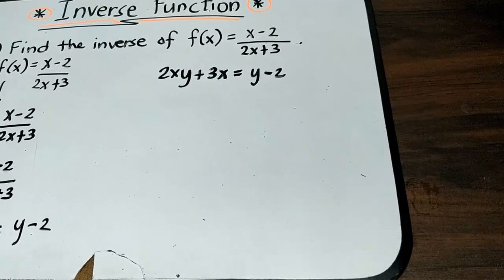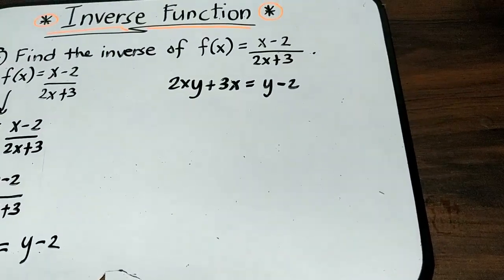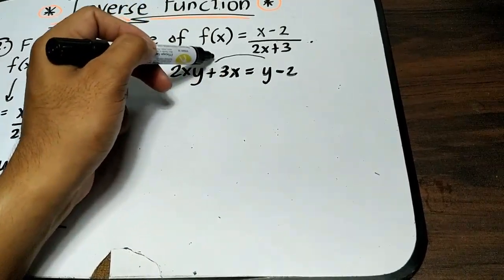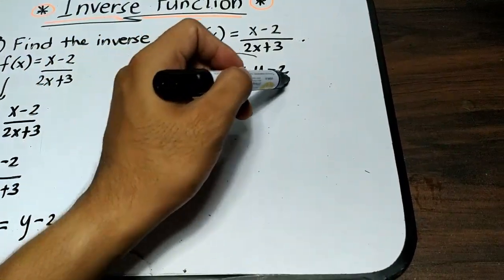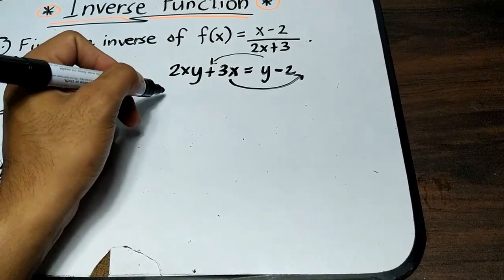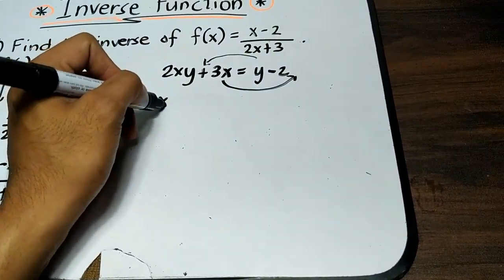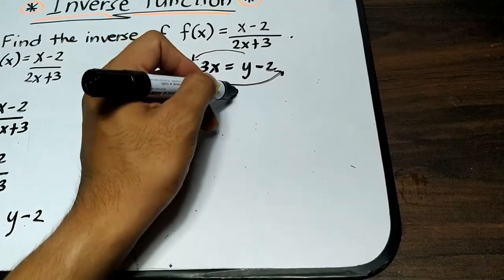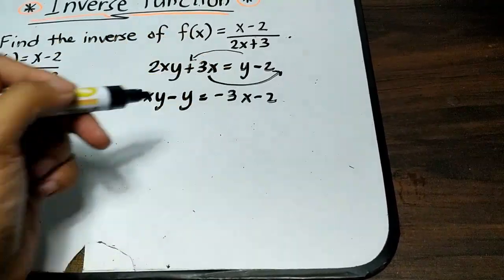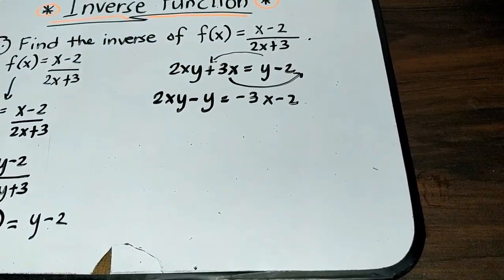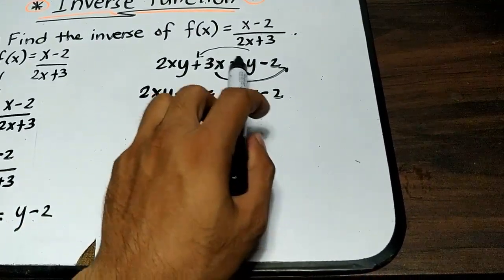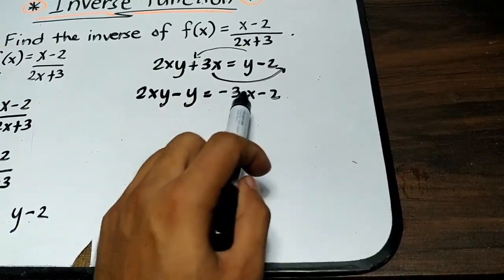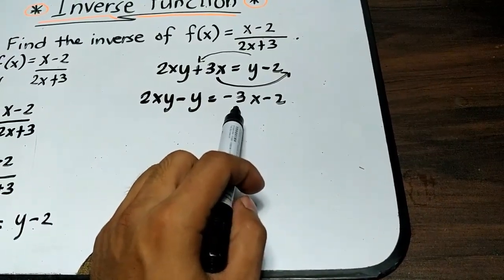Sumunod dyan, since ang target natin is to solve for y, kailangan nating ilipat yung y dito sa kabila at itong 3x sa kabila. So we have now 2xy minus y is equal to negative 3x minus 2. So yun yung naging sagot natin. So again, nilipat natin si y dito, it became negative. And then yung 3x natin, nilipat natin sa kabila, it became negative 3x.